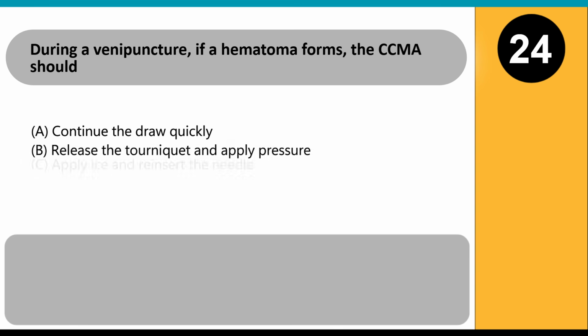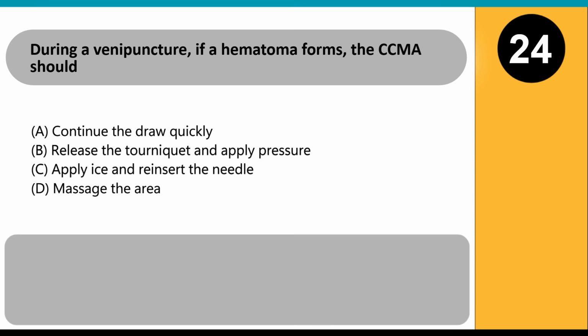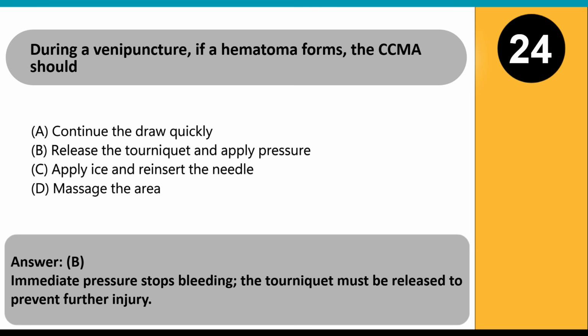During a venipuncture, if a hematoma forms, the CCMA should A. Continue the draw quickly. B. Release the tourniquet and apply pressure. C. Apply ice and reinsert the needle. D. Massage the area. Answer, B. Immediate pressure stops bleeding. The tourniquet must be released to prevent further injury.